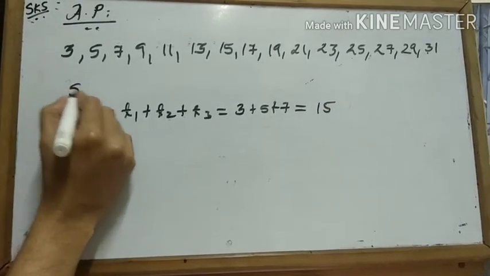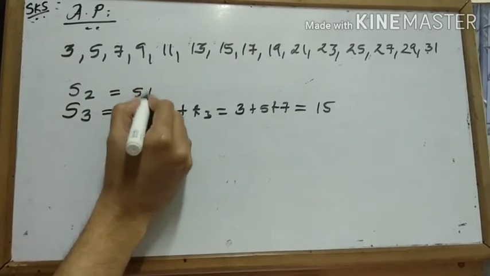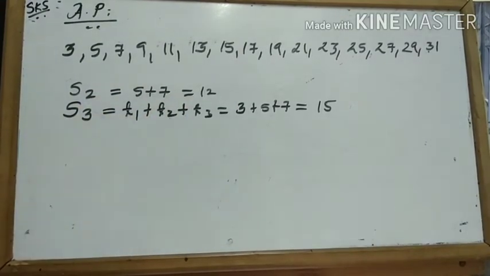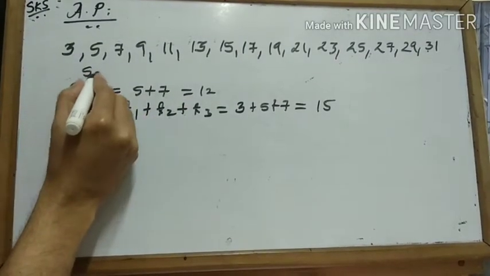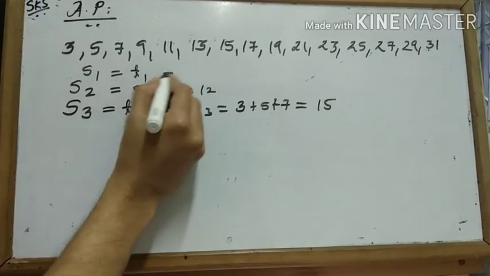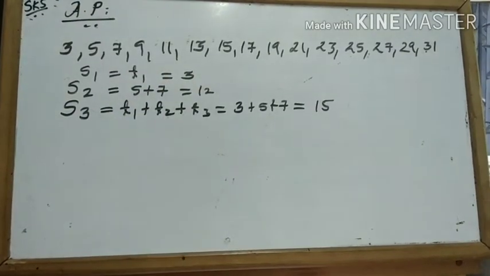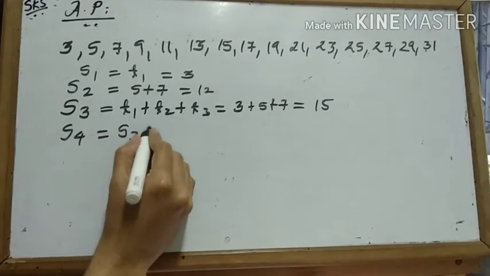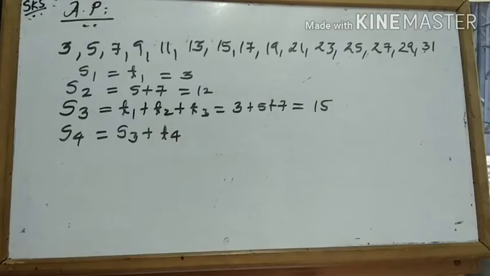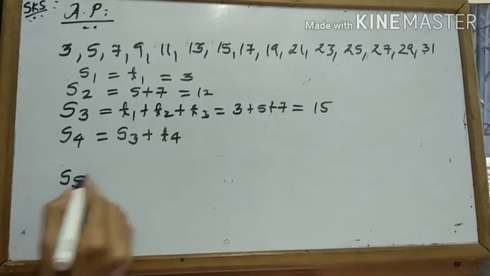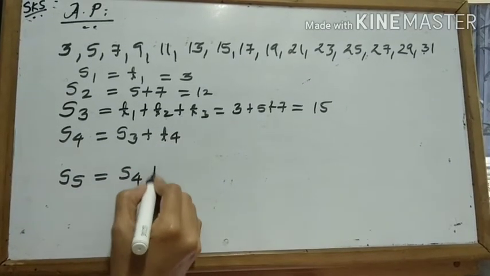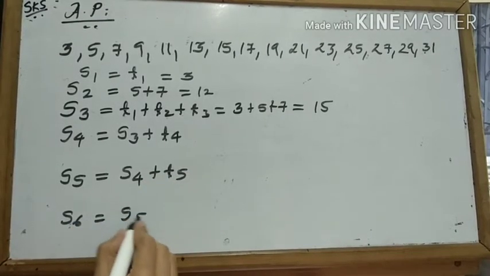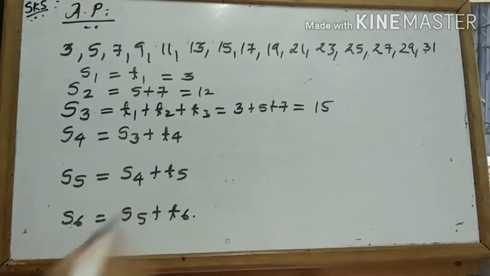If somebody is asking me what is S2, then it will be 5 plus 7, which is equal to 12. Why 5 plus 7? That is T1 plus T2. Sir, then what will be S1? S1 is nothing else but T1, which is equal to 3. So likewise, if I ask S4, then S4 will be equal to S3 plus T4. If somebody is asking me S5, then it will be equal to S4 plus T5. If somebody is asking me S6, then it will be S5 plus T6.